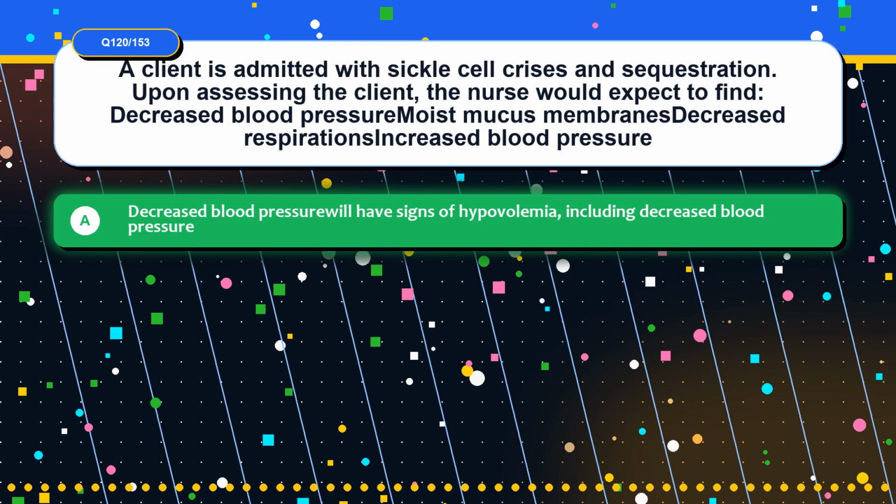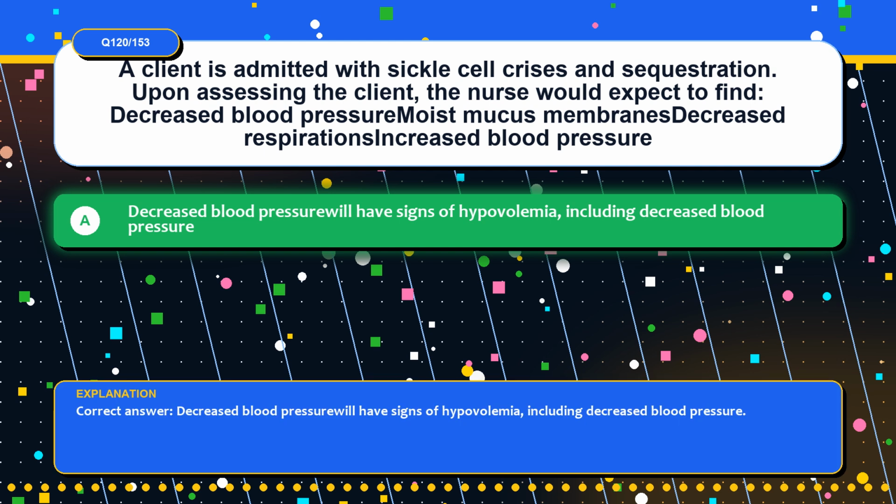The correct answer is option A. Decreased blood pressure will have signs of hypovolemia, including decreased blood pressure.